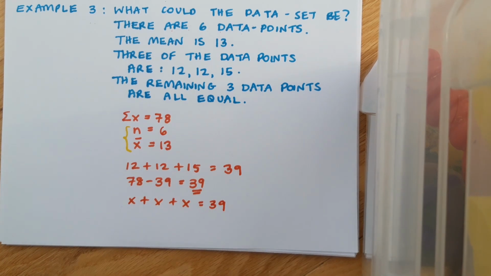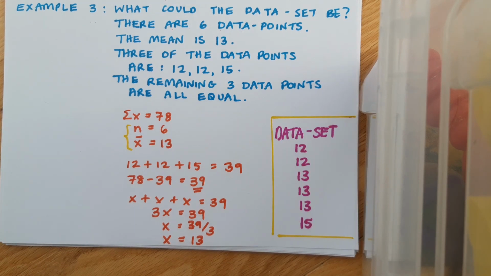And then a little bit of algebra will get me to my value for x. Don't forget, x plus x plus x is just 3x. And then it's simply a matter of dividing by 3 to get my value for x. So x is equal to 13. Don't forget the question was, what could the data set be? So I must conclude by listing out my data set. And in this case, my data set is 12, 12, 13, 13, 13, 15.